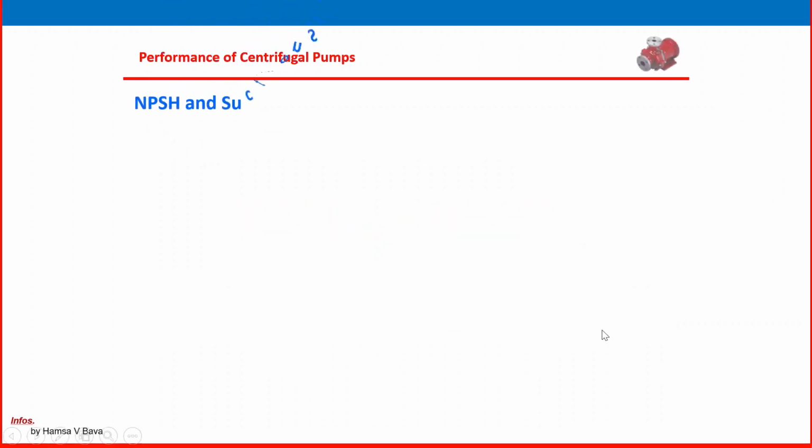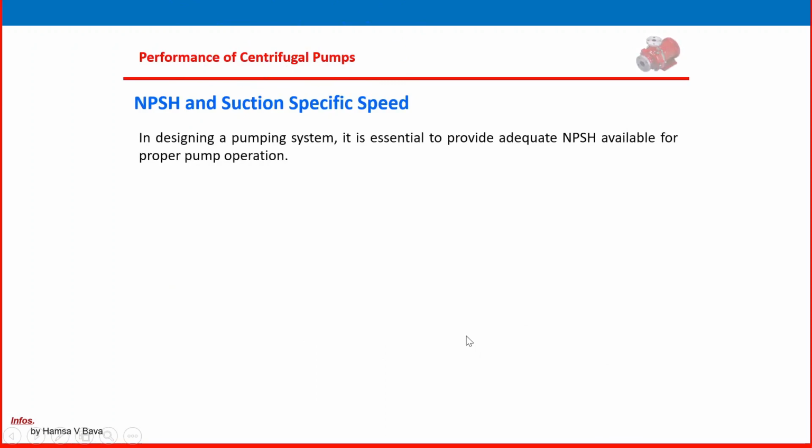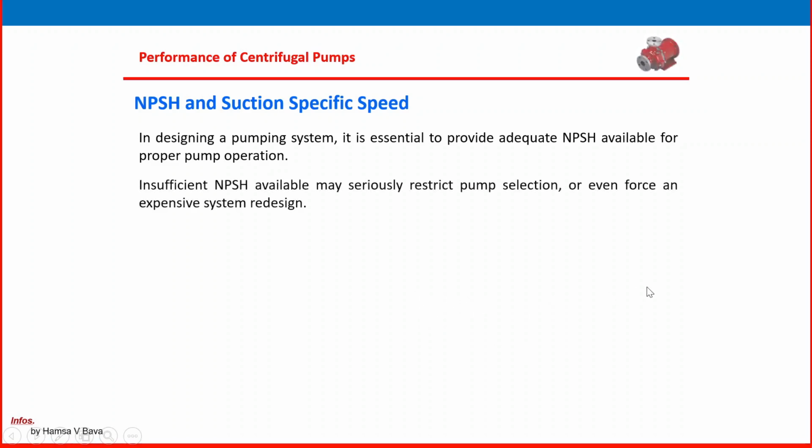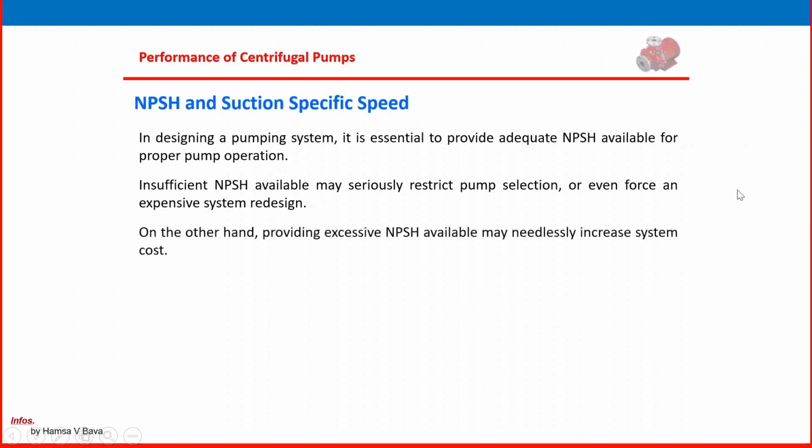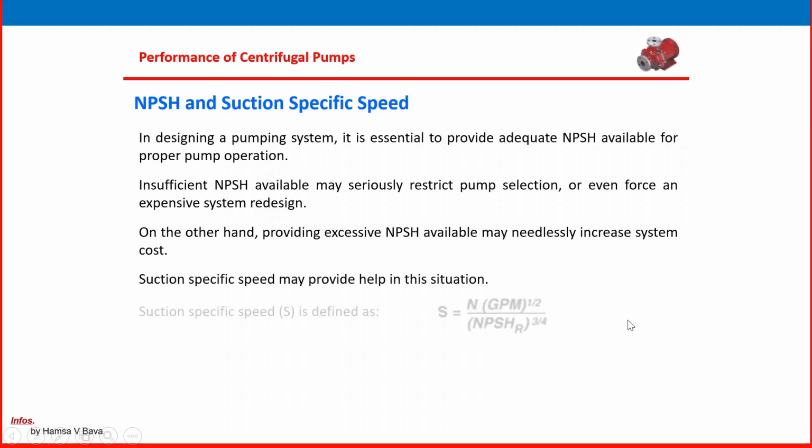NPSH and suction specific speed. In designing a pumping system, it is essential to provide adequate NPSH available for proper pump operation. Insufficient NPSH available may seriously restrict pump selection or even force an expensive system redesign. On the other hand, providing excessive NPSH available may needlessly increase the system cost. Suction specific speed may be provided to help this situation.